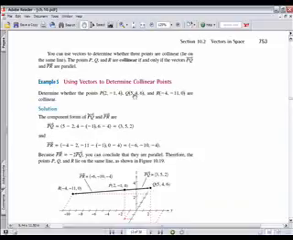So the vector from P to Q, we do Q minus P, we get this vector. You can do P minus Q, Q minus P, doesn't make a difference. And then P to R, we'll do R minus P. So we've got these 2 vectors.